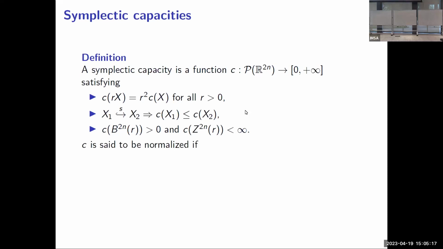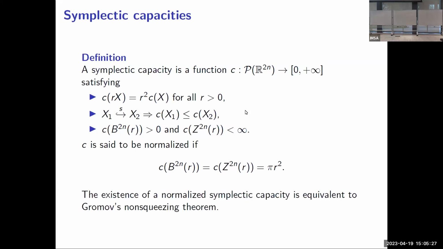Okay. And then we say the capacity is normalized if the capacity of the ball and the capacity of the cylinder are the same. And we usually take that to be pi r squared. And notice that just the existence of a normalized symplectic capacity is equivalent to Gromov's non-squeezing theorem. So this is a quick observation, but it's kind of interesting also from the historical point of view. If you're able to construct a normalized symplectic capacity, then you have a different proof of Gromov's non-squeezing theorem.